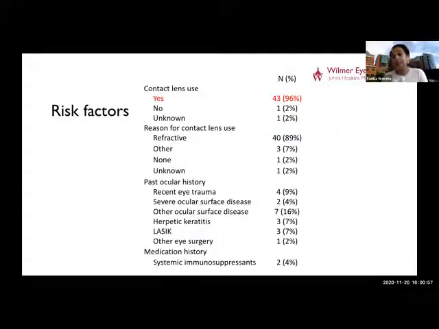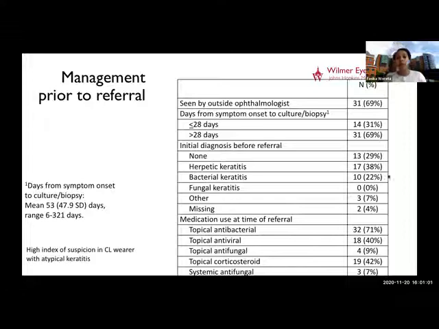And you can see that 96% of patients were contact lens wearers. And then importantly, most were seen by an outside ophthalmologist, 70%. And the majority, 70%, also had over a month of symptoms by the time they were referred and the diagnosis could be made. And about 40% of patients were diagnosed with herpetic keratitis before referral to Wilmer.